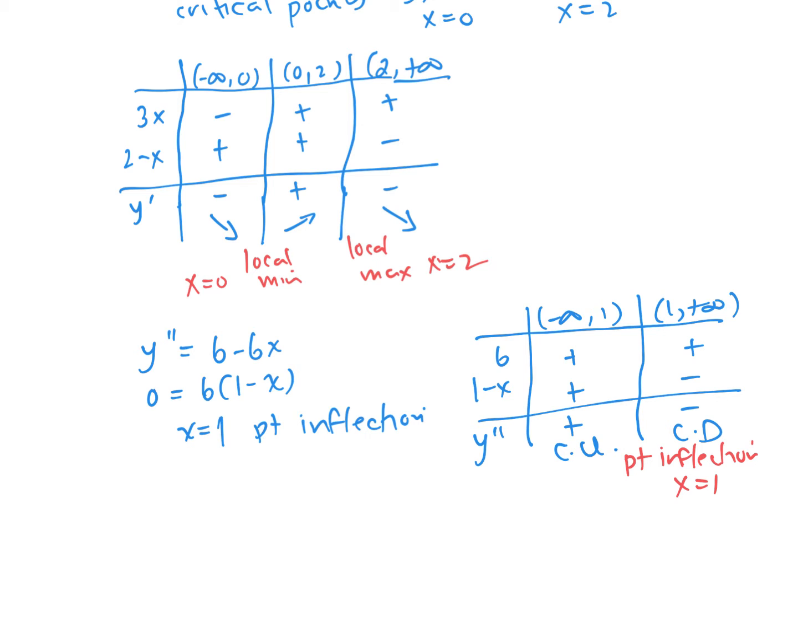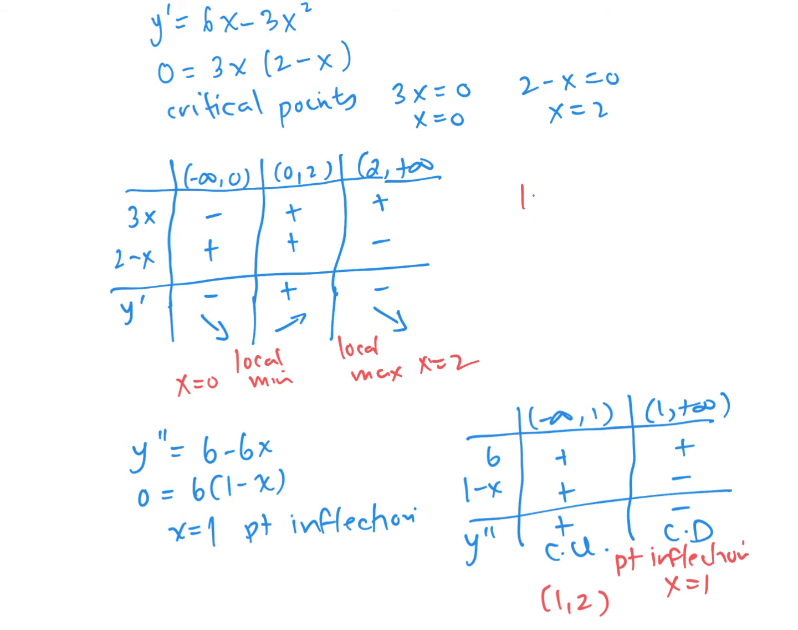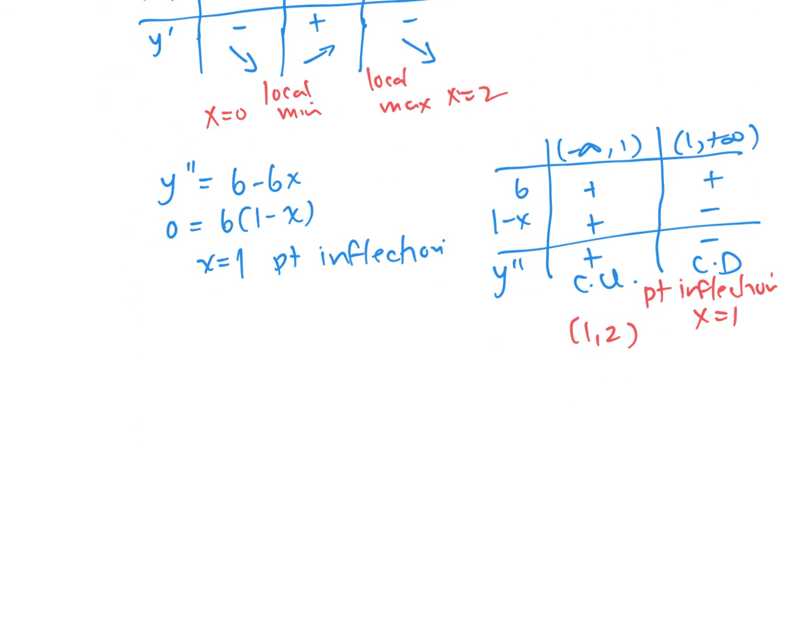Okay, so I may want to find some exact numbers. If I put 1 into the original function, I get a value of 2. And with our critical numbers, I'll do the same thing. I have a local max at 2. The y-coordinate that goes with that is 4. And I have a local min at 0, and the value that goes with that is 0. So now we can start sketching the graph.